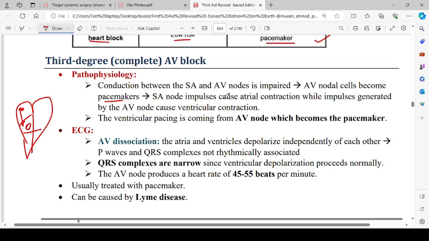The SA node's impulses cause atrial contraction, while the impulses generated in the AV node cause ventricular contraction. So there is an atrioventricular dissociation, in the sense that the atria are contracting separately from the ventricles. The ventricles are contracting at a slower rate in comparison to the atria, because the SA nodal intrinsic rhythm is faster than the AV nodal intrinsic rhythm. The ventricular pacing is coming from the AV node, which becomes the pacemaker for the ventricles.